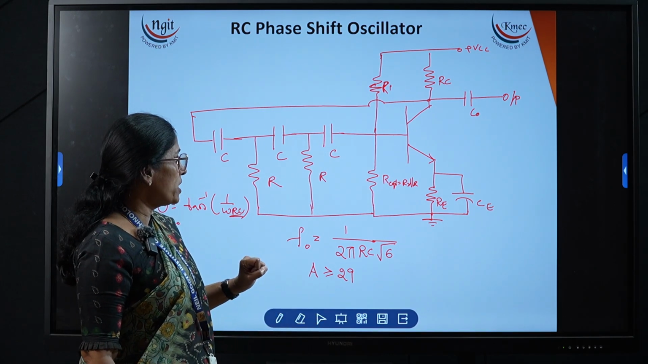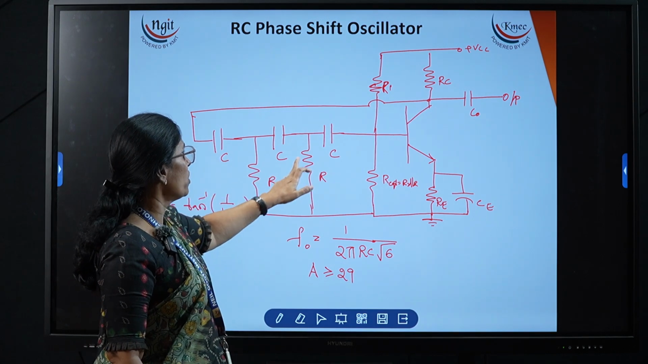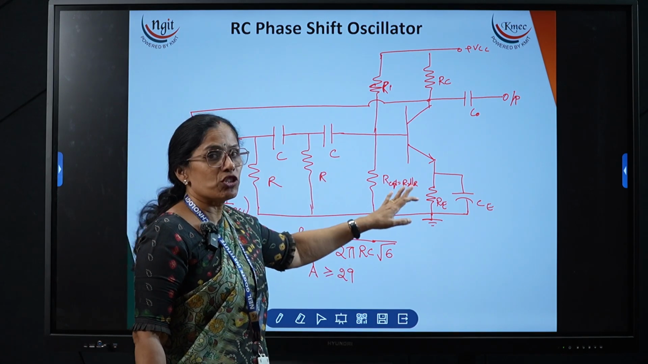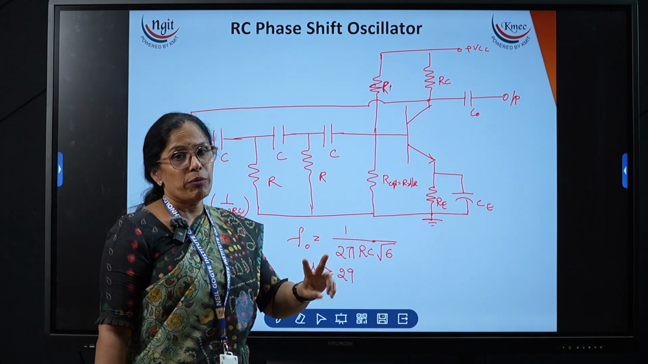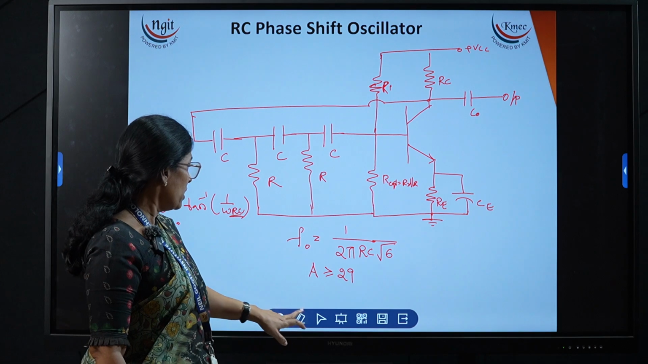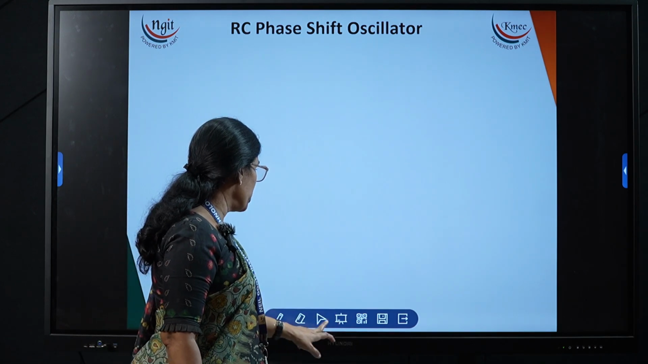And one more drawback is, when we are changing the R and C values, the gain of the circuit also changes, thereby it will not produce the oscillations. These two are the major drawbacks of the RC phase shift oscillator. That's why we are going for the Wien bridge oscillator.